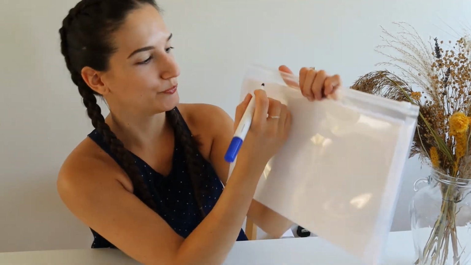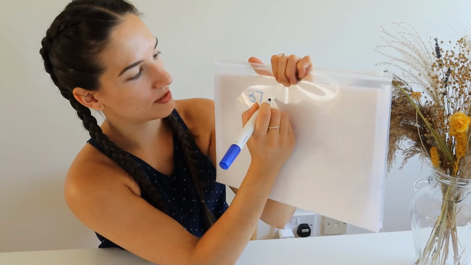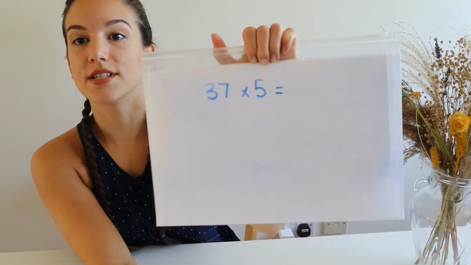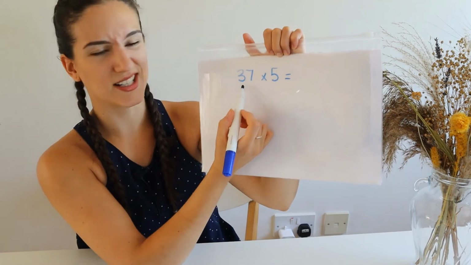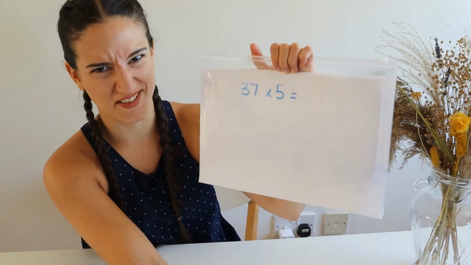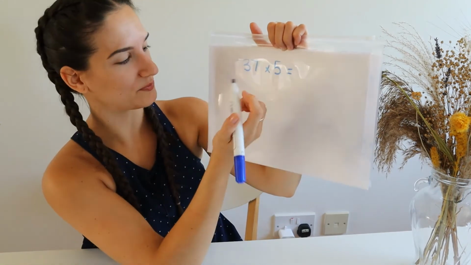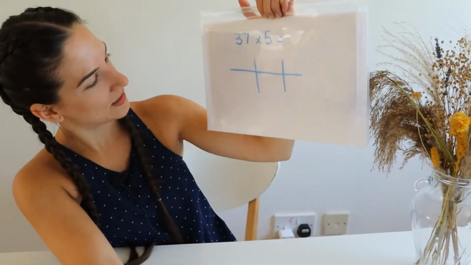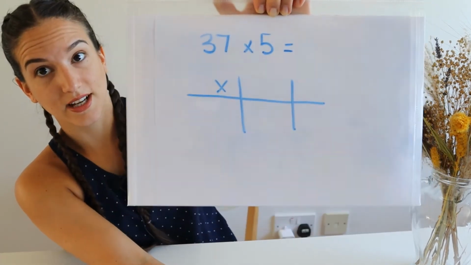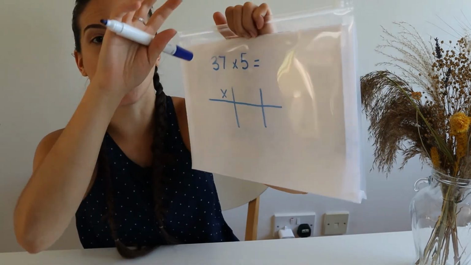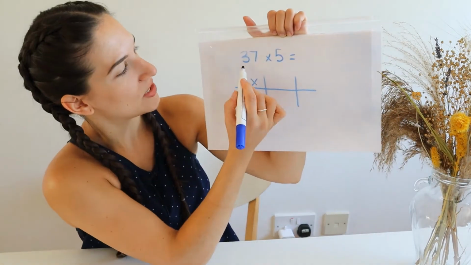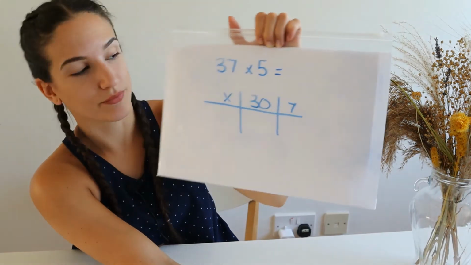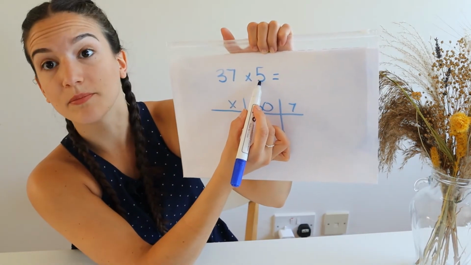I'm going to do 37 times 5. 37 times 5. So I'm going to draw my grid because I can't go all the way up to 37 counting in 5s. I can't do that, but I know my 5 times table. So my grid, times, and now I have 37. I'm going to partition that number, split the number. So 37 is 30 and 7. Okay? And now it's times 5.